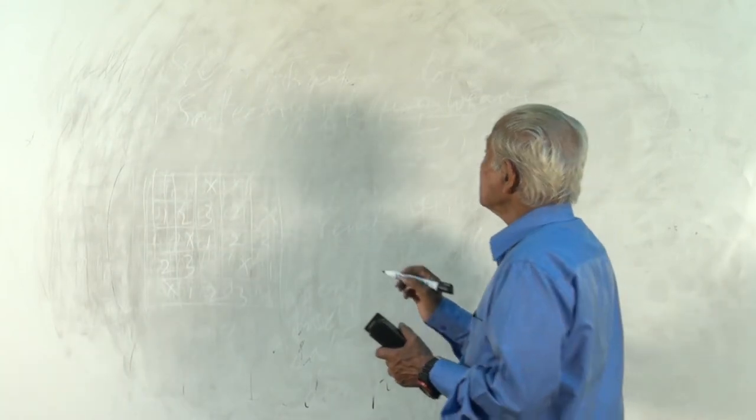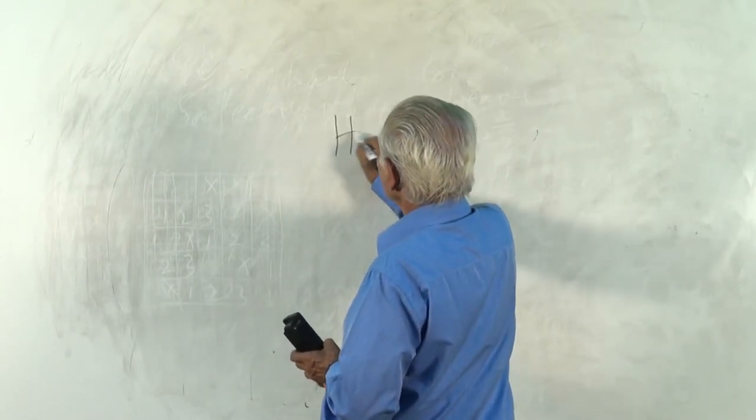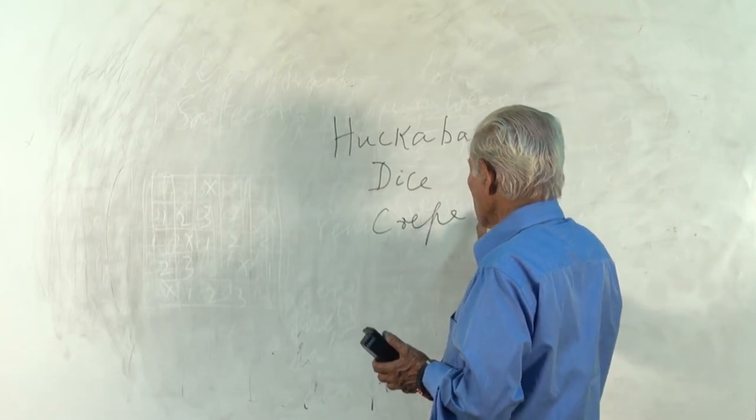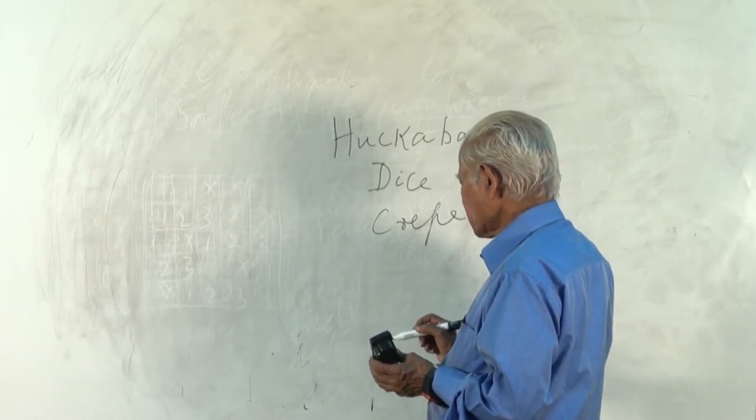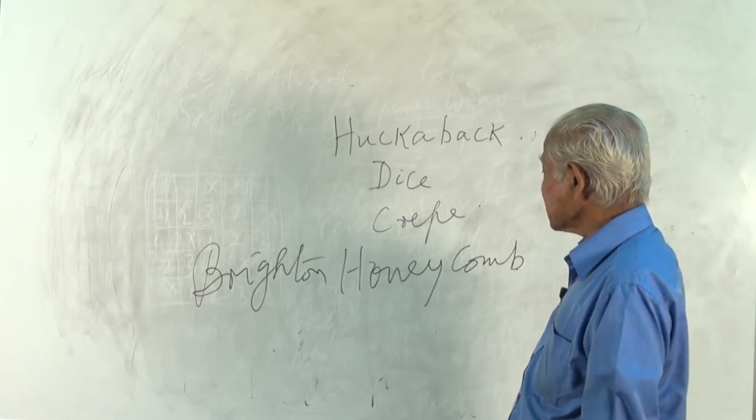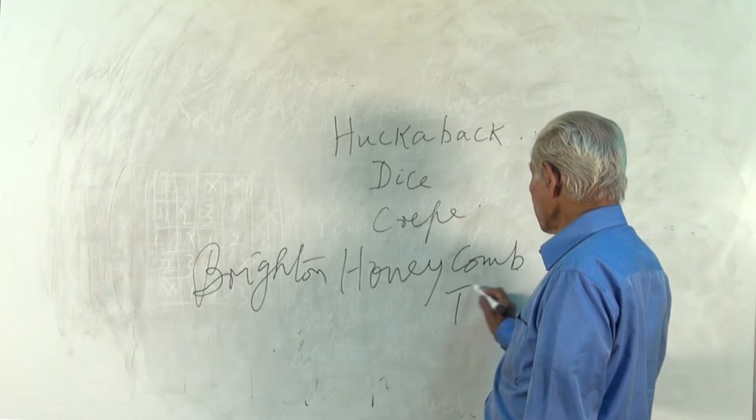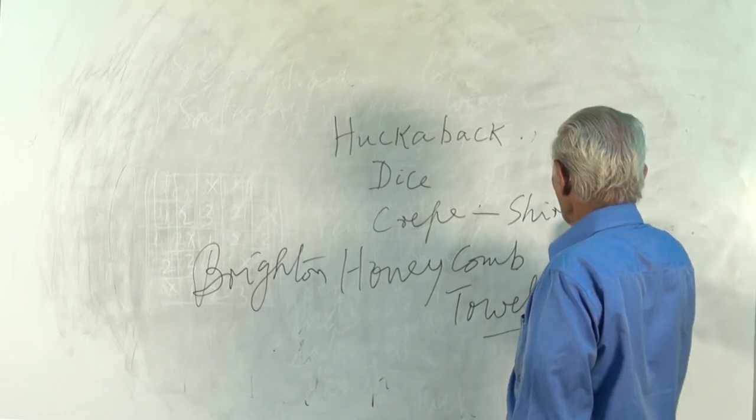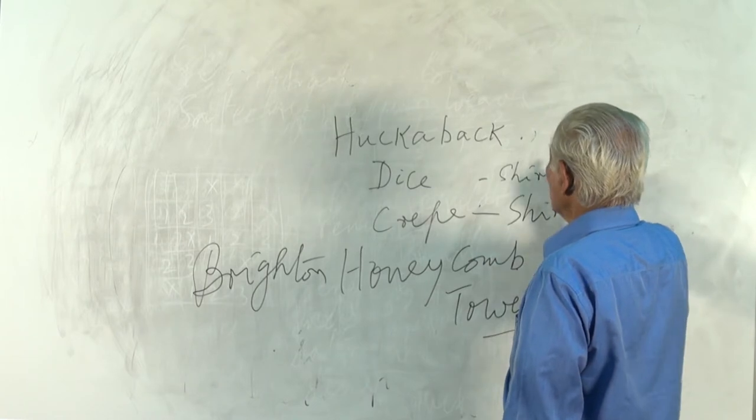So we talked about the twill weave, some example, satin, some example. Then we have some of the weaves like huckaback, dice, crepe, Brighton honeycomb, which are also produced. Brighton honeycomb is essentially meant for toweling fabric. And crepe is used in shirting. Dice, shirting. Huckaback, towel.